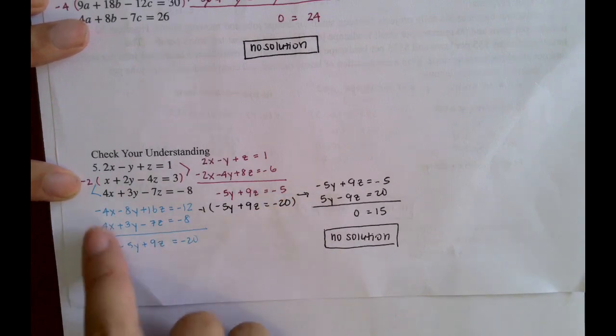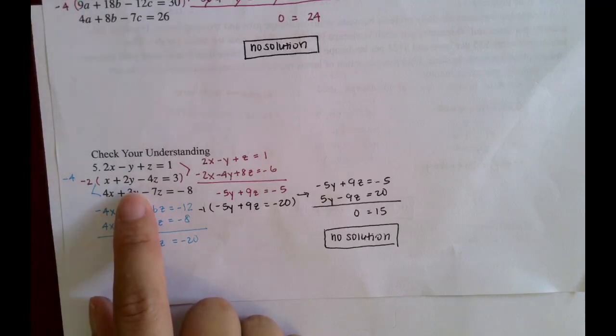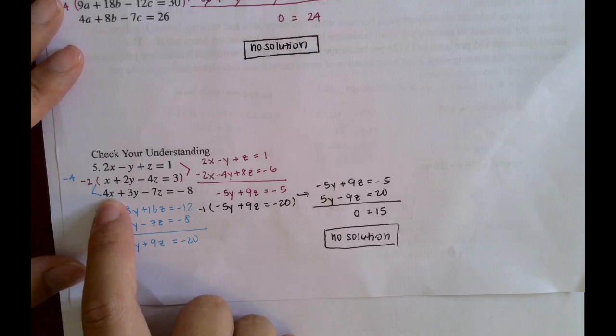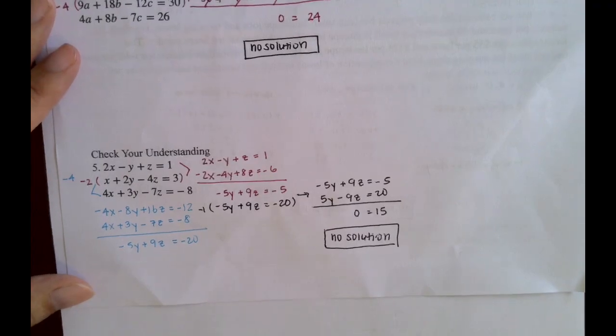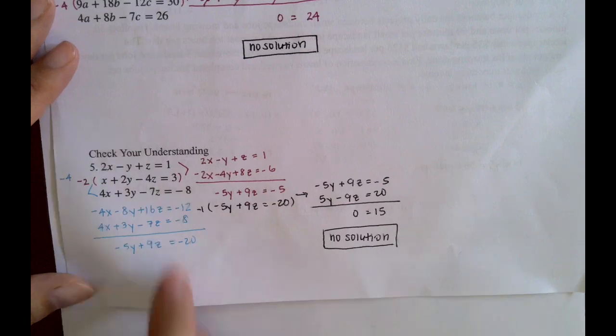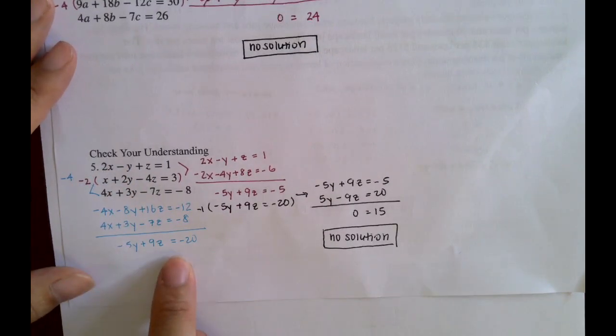Then I did the second and the third one, also getting rid of x again. So I wanted 4 and negative 4, so I multiplied the top one by negative 4. That gave me negative 4x minus 8y plus 16z equals negative 12. The third one stayed the same. And then when I combined it, I got negative 5y plus 9z equals negative 20.